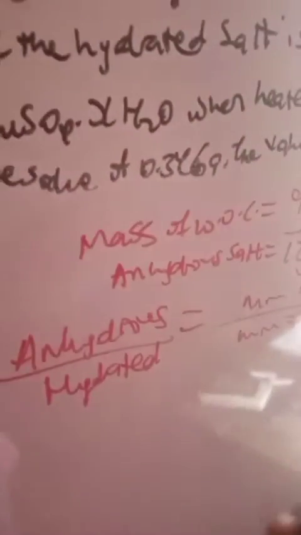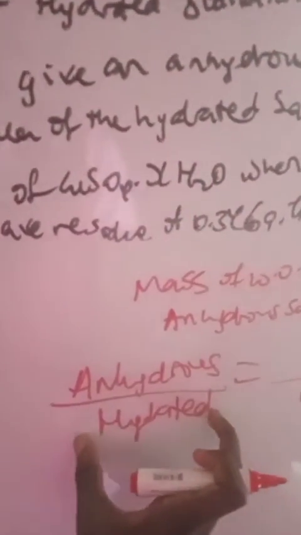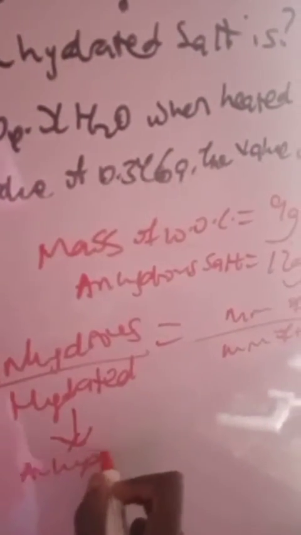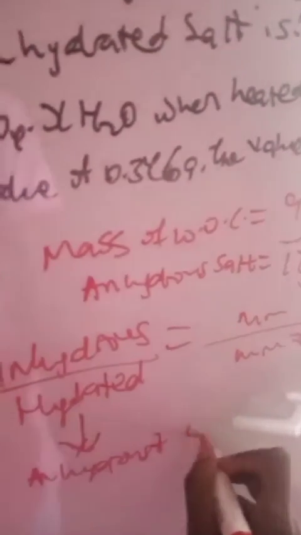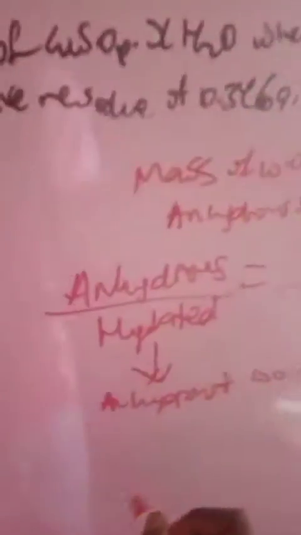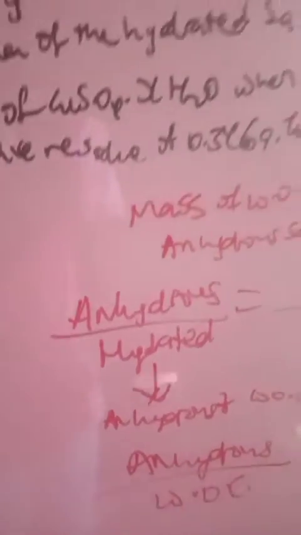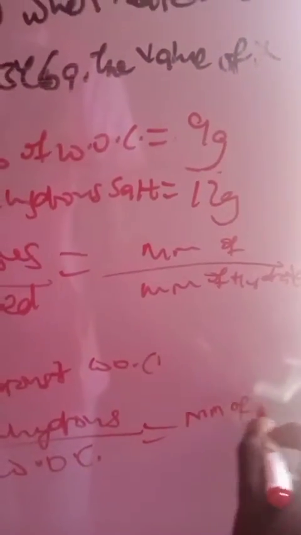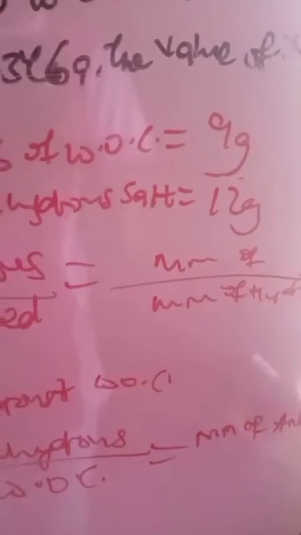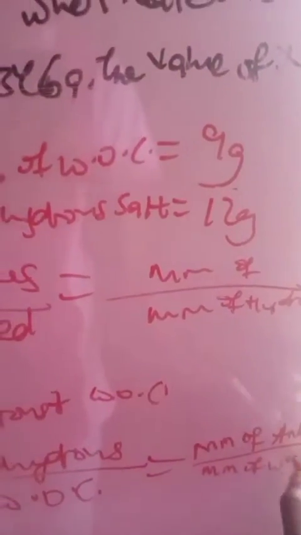But now you are not given your hydrated salt. So how do you cope? This is how to cope. Just change the formula. You know your hydrated is actually your anhydrous plus the water of crystallization. So I can change my formula and just say anhydrous over water of crystallization. I'm not cutting anything, I'm just trying to relate. So it will be equal to the molar mass of anhydrous over molar mass of water of crystallization. So I just slot it in.